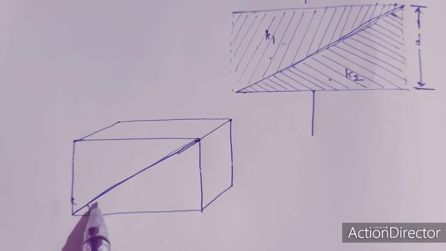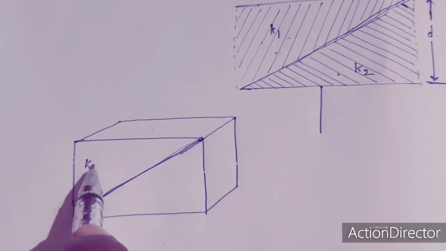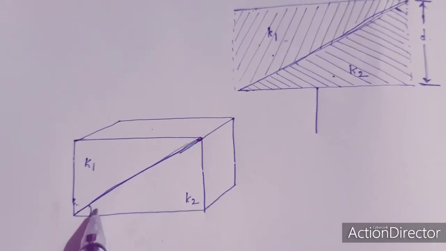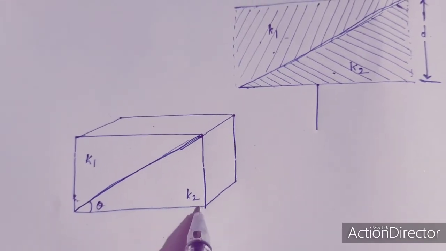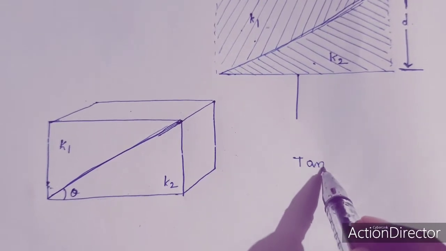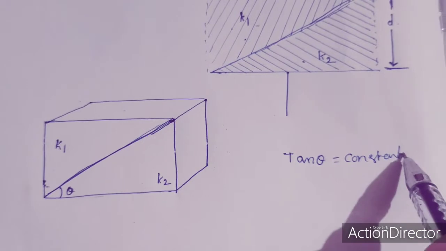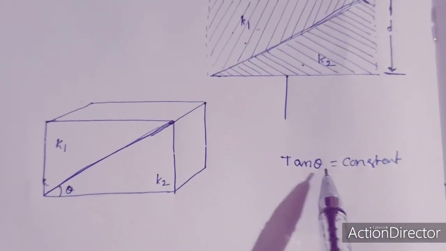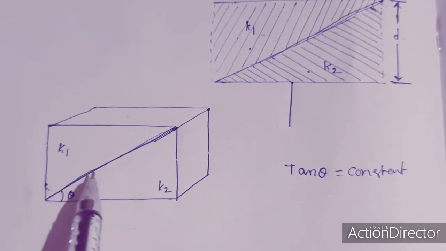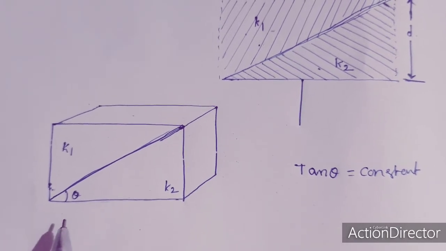Here the interface between the K1 dielectric medium and the K2 dielectric medium makes theta angle with the horizontal surface. This point is very important for us. Tan theta equal to constant. Okay, here tan theta equal to constant. The interface between K1 and K2 makes theta angle with respect to the horizontal axis.